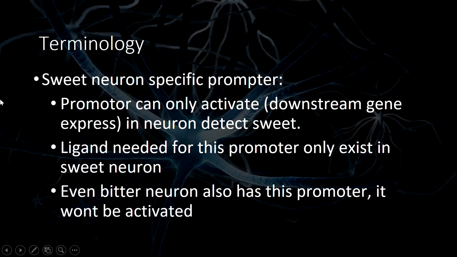And then the sweet neuron specific promoter. These are promoters that can only be activated in the neurons that detect sweet. The reason they're sweet neuron specific promoters is because the ligand needed for this promoter only exists in sweet neurons. Even bitter neurons may also have this promoter sequence in their DNA, but it won't be activated. Why is that? Because they don't have the ligand. Remember, this ligand only exists in the sweet neurons.